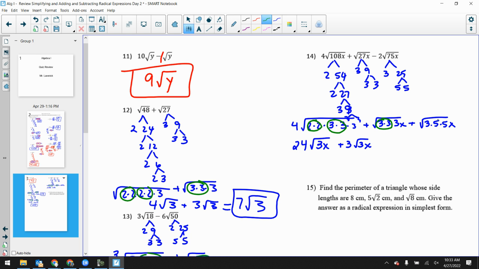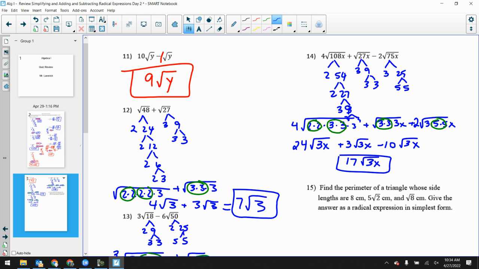And then we have the 5 coming out. Oh, don't forget about the 2 that's already out. So we have a 10 radical 3x. 24, oops. That's a minus there. 24 plus 3 minus 10 is 17 radical 3x.